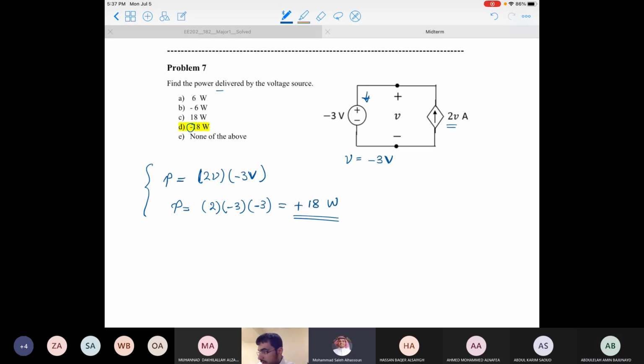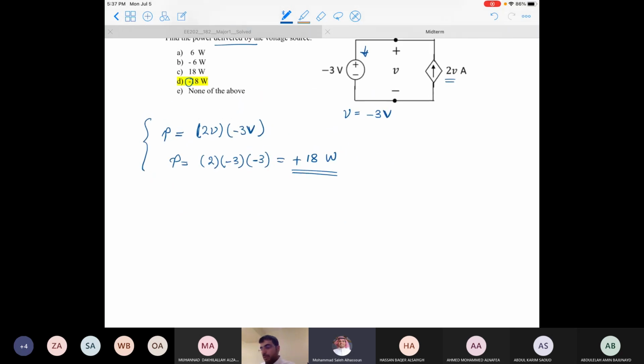Because here there are three ways of asking such a question about power. The first one is find the power associated with elements. So in this case, it's an open-ended question. If it's positive, you say this element is dissipating. If it's negative, you say that this element is delivering.